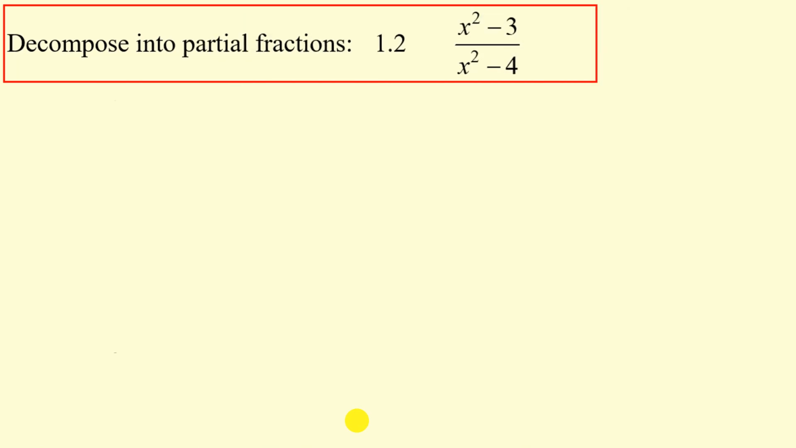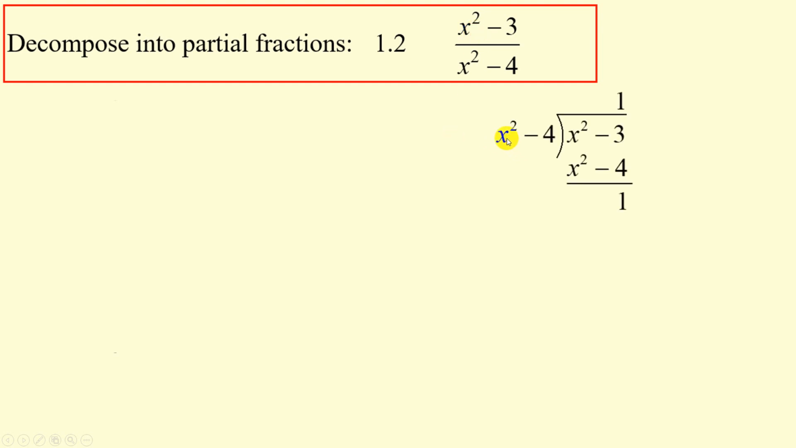This partial fractions question starts with a problem that the numerator and the denominator are of the same degree. We cannot decompose into partial fractions until we have a numerator of at least 1 degree lower than the denominator. So the first thing we have to do is a long division, where we're going to divide x squared minus 4 into x squared minus 3 in order to break this down further.